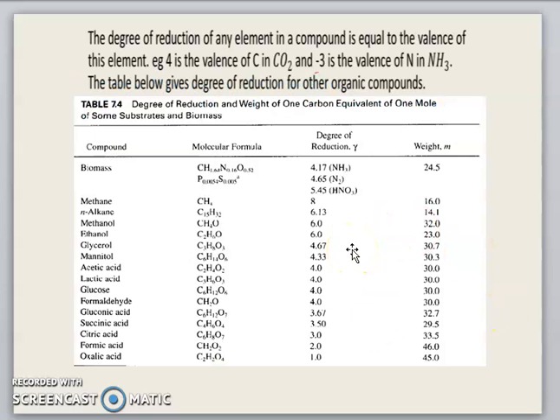Okay, the table here, table 7.4, shows the degree of reduction and weight of one carbon equivalent of 1 mole of some substrate and biomass. The degree of reduction of any element in compounds is equal to the valence of this element. For example, 4 is the valence for C, so the degree of reduction of C in CO2 is 4, and negative 3 is the valence of N, because we're referring to nitrogen.